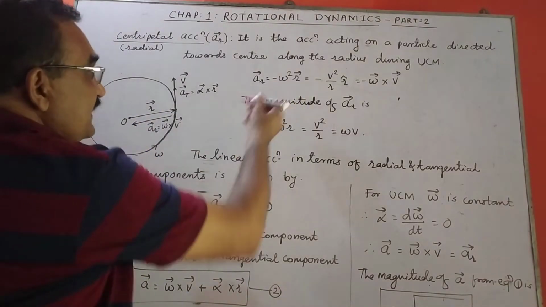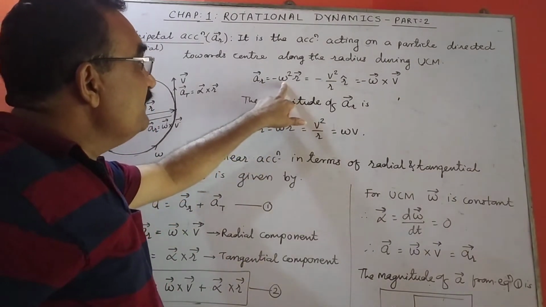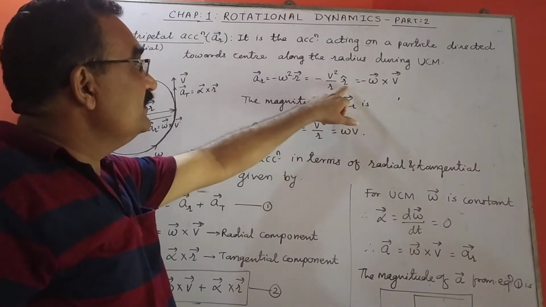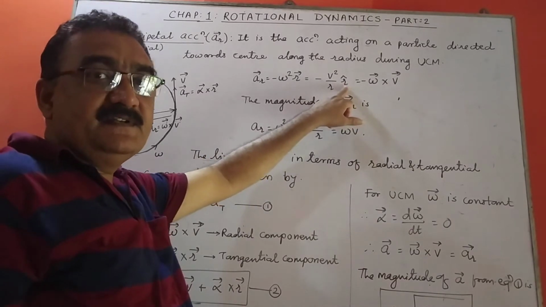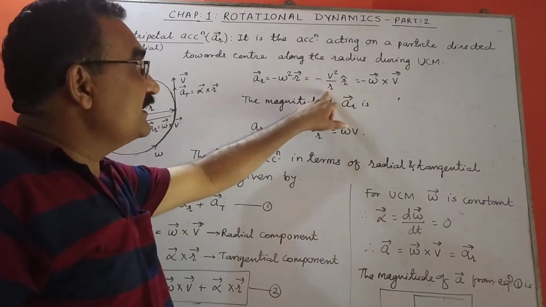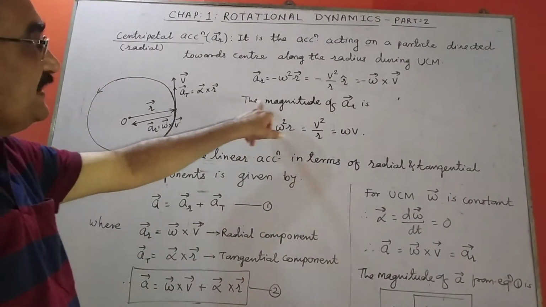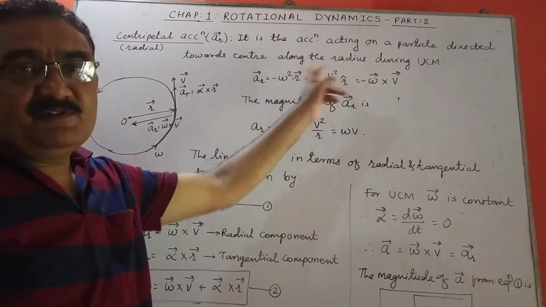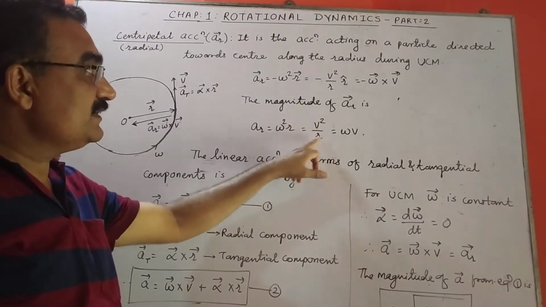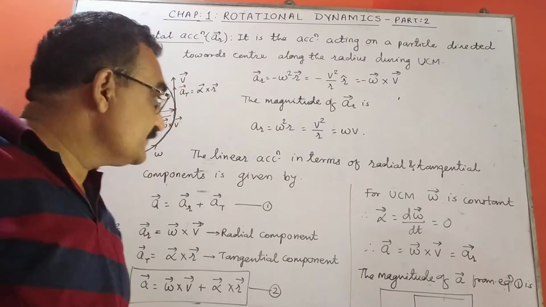So due to opposite direction, there is a negative sign. Again, that can be written in this form: minus V square upon R into R cap, where R cap is the unit vector of vector R. That is equal to minus vector omega cross V. The magnitude of AR is given by removing the negative sign only. So AR is equal to omega square R, or V square upon R, or V into omega R. This formula is useful to solve the sums.